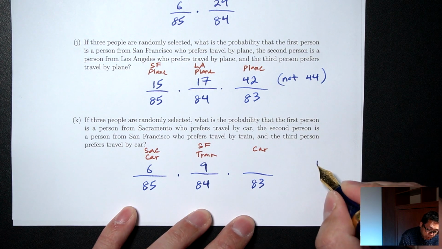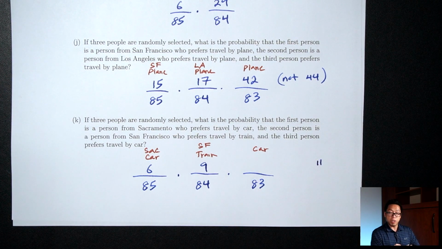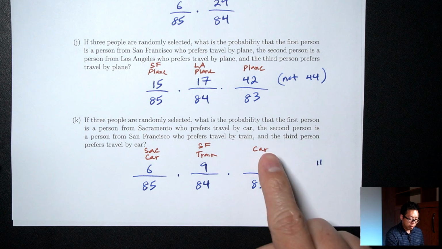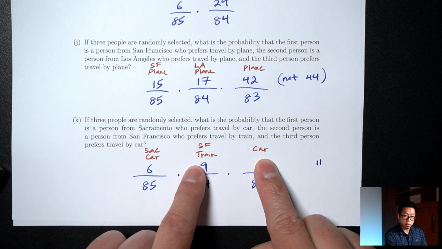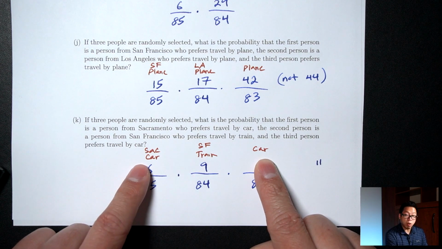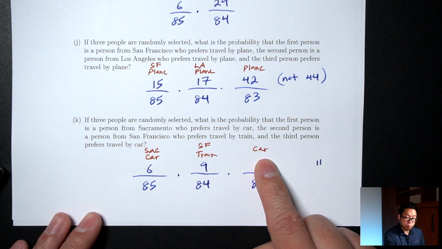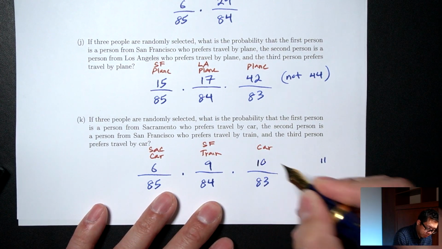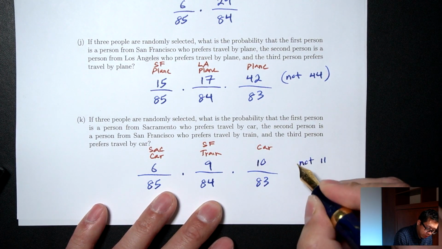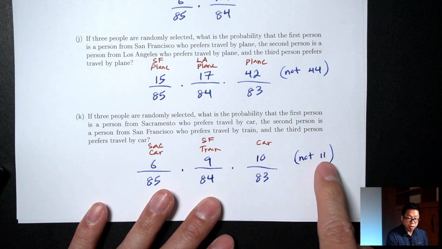And you should ask yourself, have you used any cars yet? And how many? The first person was car. The second person was train. So we've used 1 car, which means we have to reduce by 1 to 10. Make sure you understand why it's 10 and not 11.